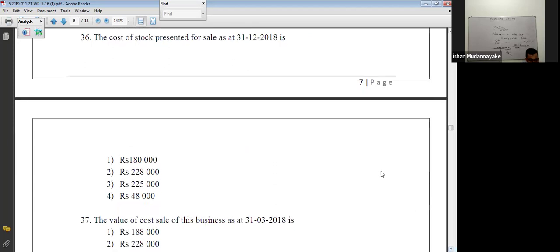Question 36 asks the cost of stock presented for the sale. That is not cost of sale. Here, cost of stock presented for the sale. Last year, this same question was tested in the Western Province paper, the 2023 O level last term test paper. The examiner tested this question.